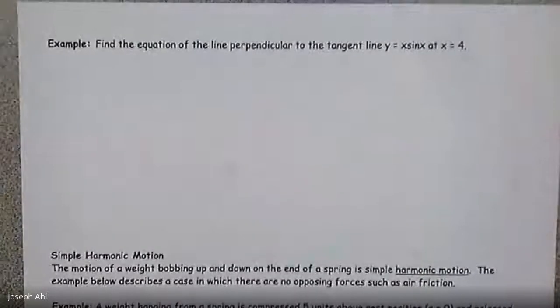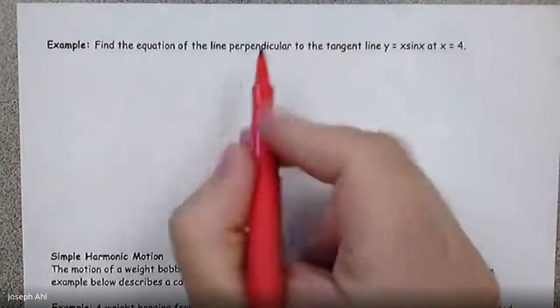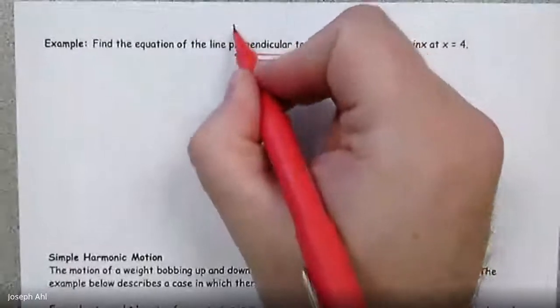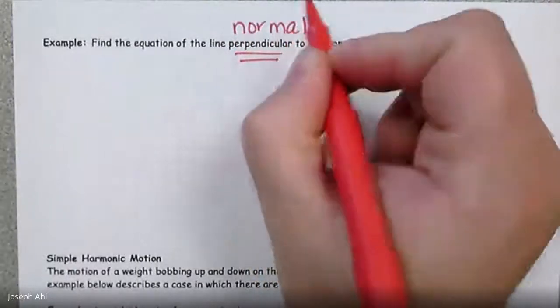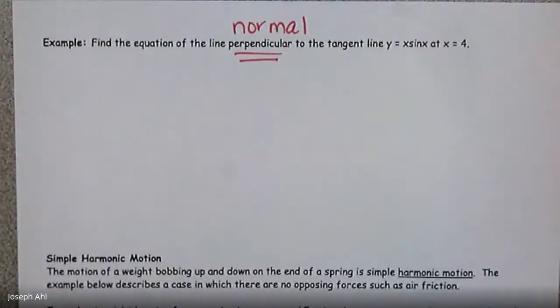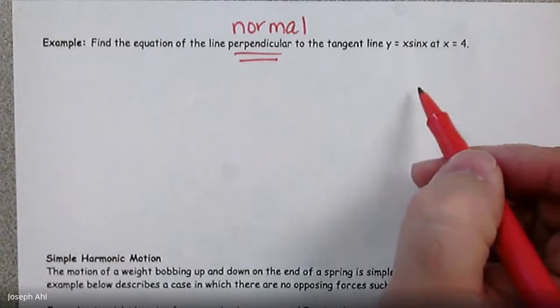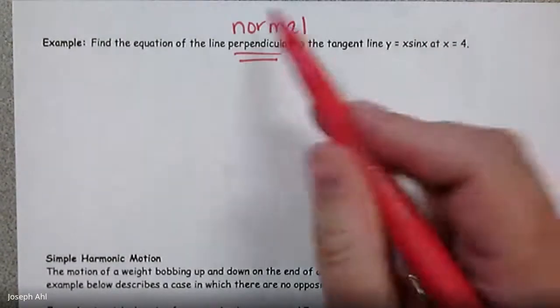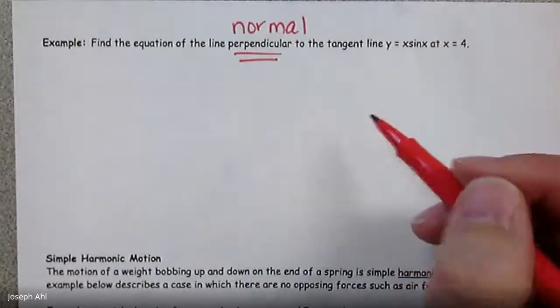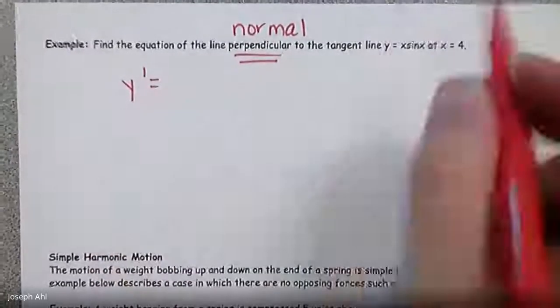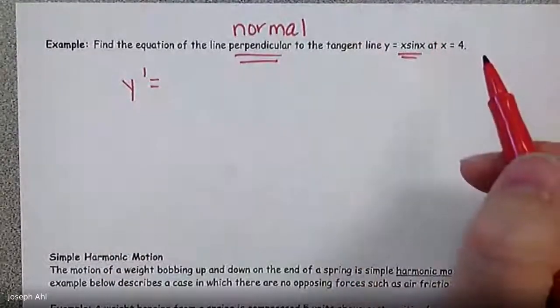Find the equation of the line perpendicular to the tangent line of y equals x sine x at x equals 4. All right, perpendicular, hopefully remembering that from the other day, is called the normal line. So we want to find the derivative, and then we'll go ahead and find the slope, and then the perpendicular slope from there.